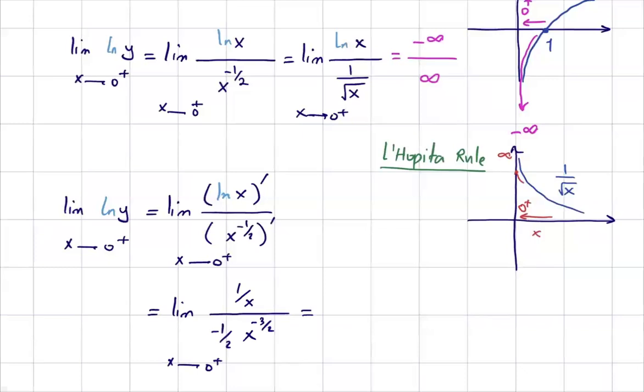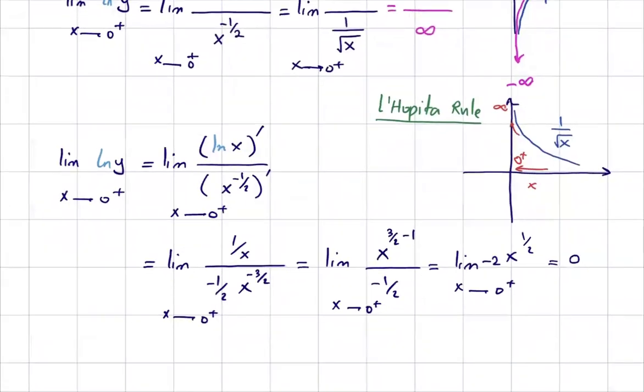This becomes the limit of, so here you have x to the power 3 halves minus 1, and you have negative a half in the denominator. You can simplify this further as well. So you get the limit of x to the power a half times negative 2 as x goes to 0 from the right-hand side, which is nothing but 0.